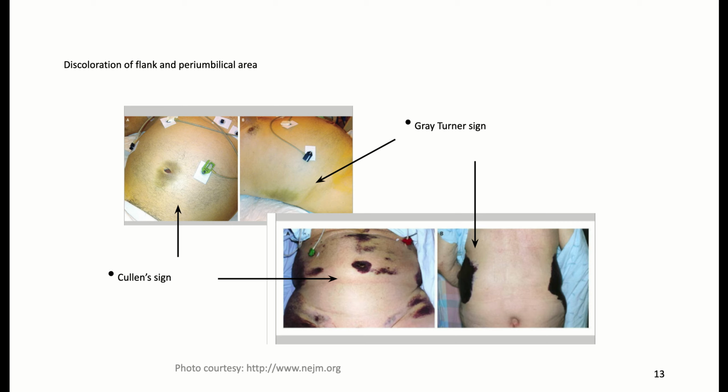This slide shows you a discoloration of flank and periumbilical area. Here you see the Grey Turner sign and the Cullen sign. The Grey Turner sign is blue or bluish or dark discoloration in the flank area. The Cullen sign is discoloration in the periumbilical area. If you read the literature, the occurrence of Grey Turner sign and Cullen sign is rare. They could, but they do not always indicate pancreatitis.